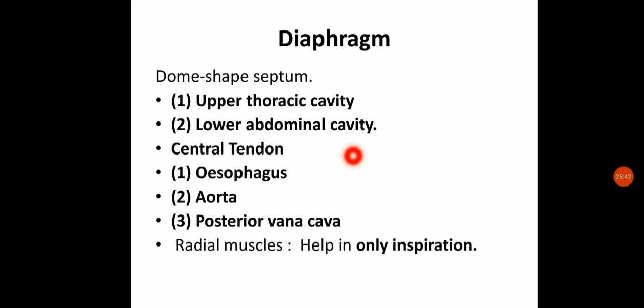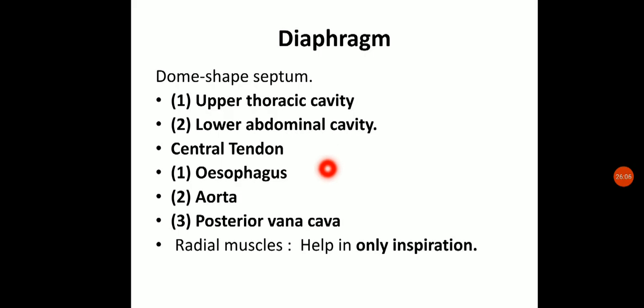Now in the center of the diaphragm, a central tendon is present. This central tendon is pierced by three structures mainly. What is the central tendon? It's basically a piercing present in the center of the diaphragm, through which three different structures are passing.